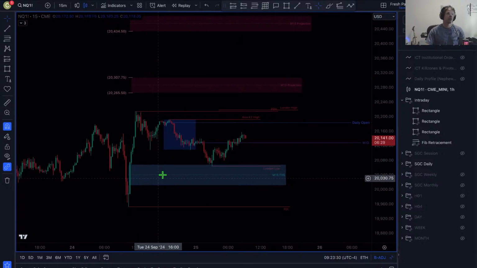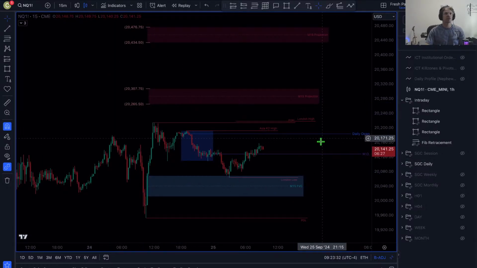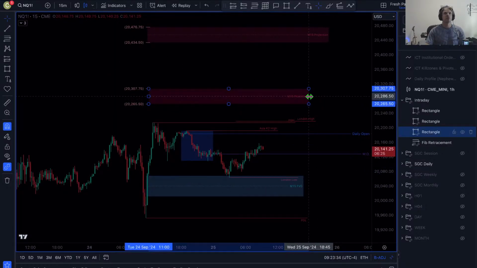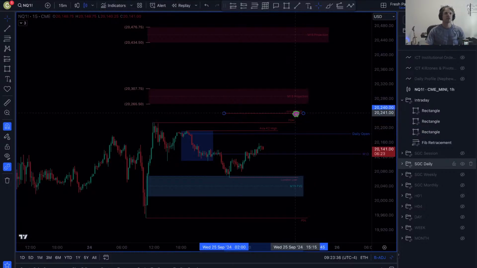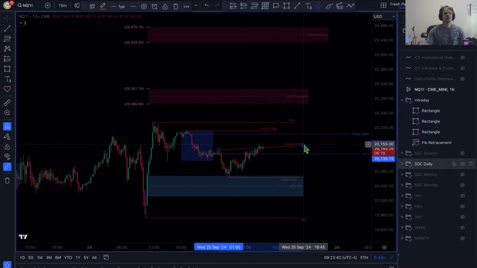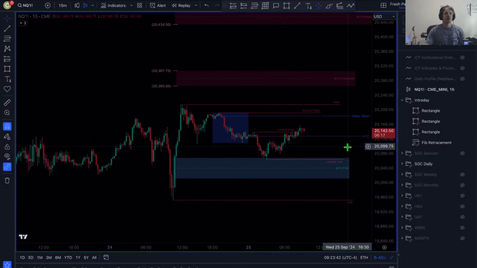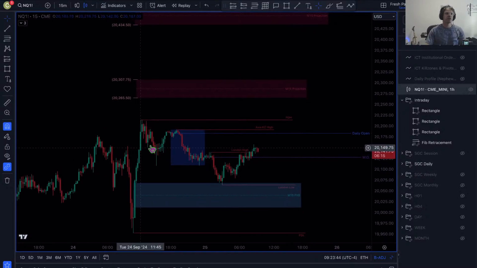So for the continuation on this, if we look at this structure, then these would be some of the levels. We also have these draws on liquidity. London high we've already taken out. We haven't had a reversal off of it. So daily, session, quarter, right?